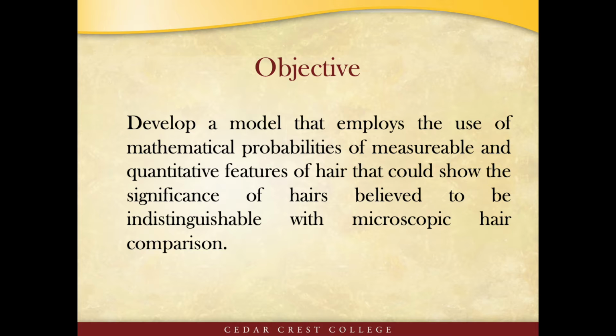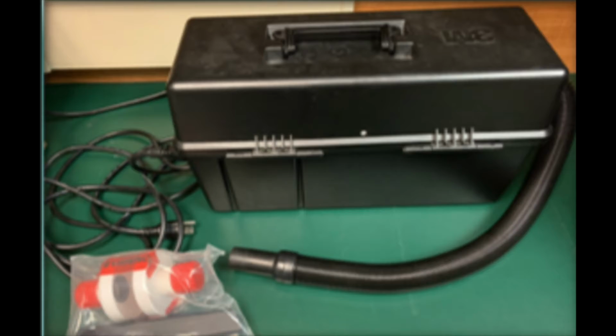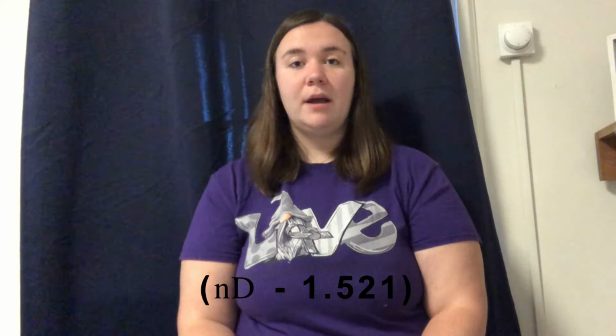Our objective was to develop a model that employs the use of mathematical probabilities of measurable and quantitative features of hair that could show the significance of hairs believed to be indistinguishable with microscopic hair comparison. First, hairs were collected from lecture halls and other common areas on the Cedar Crest College campus using a trace evidence vacuum. Hairs were then separated from debris and then mounted on a slide using DPX mounting media.